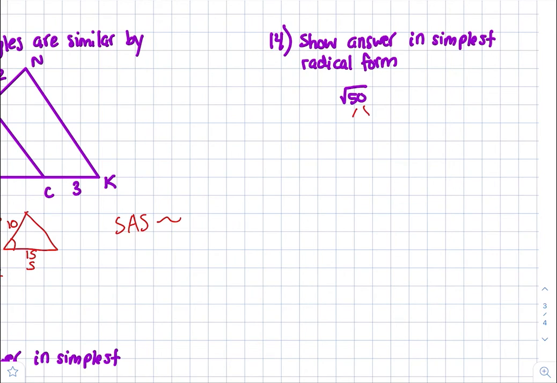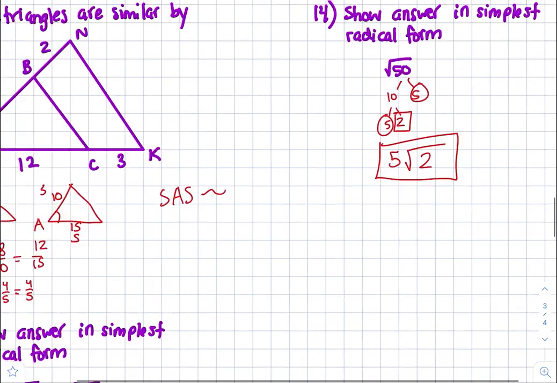14. You have to simplify the square root, so we make a prime factorization tree. So 10 times 5, 5 times 2. We have a pair, we have a leftover. So remember, the pair goes on the outside, so this 5 represents the pair of 5s, and the leftover 2 goes on the inside. So your answer for 14 should have been 5 square root of 2.